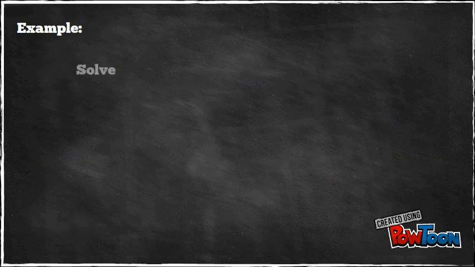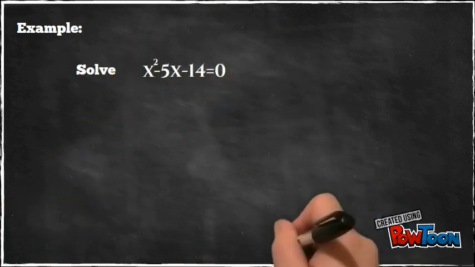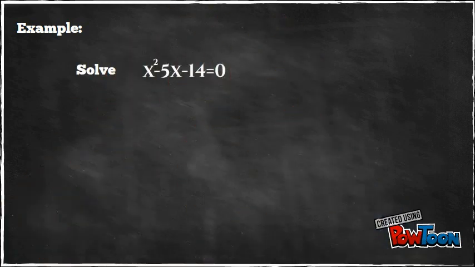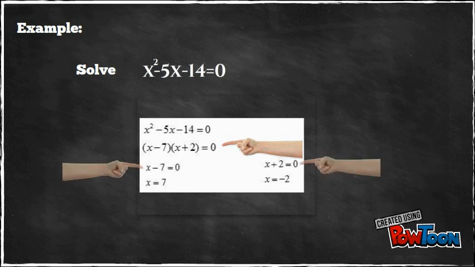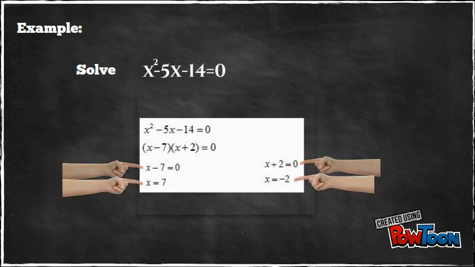Next example. Solve x squared minus 5x minus 14 equals 0. To solve the equation, factor the quadratic expression. Set each factor to 0. Solve each resulting equation.